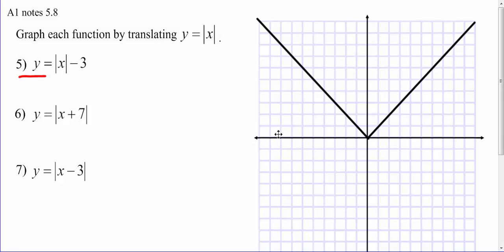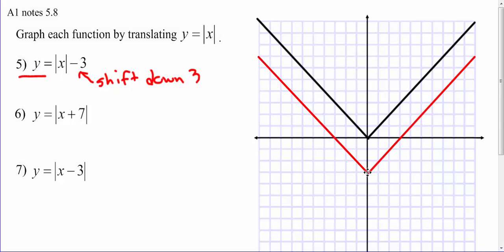All right, so let's do number 5. Y equals the absolute value of x minus 3. The thing we have to keep in mind is, what is that minus 3 doing? Well, that is shifting down 3 spaces. So I'm going to go ahead and do a new graph here. I'm going to move down 3 spaces, but it's the same graph, just shifted down. So there's number 5. There, I got it. That's number 5. This is almost too easy, isn't it?